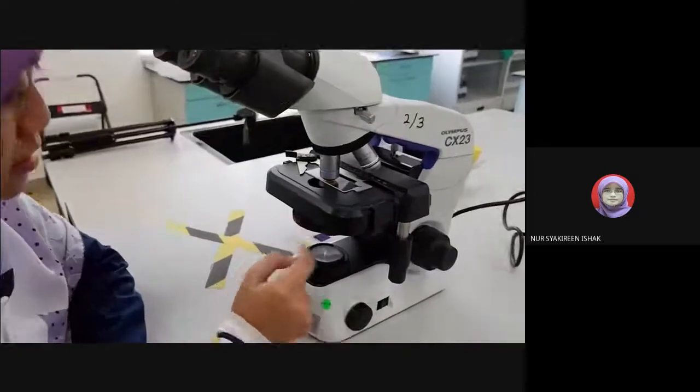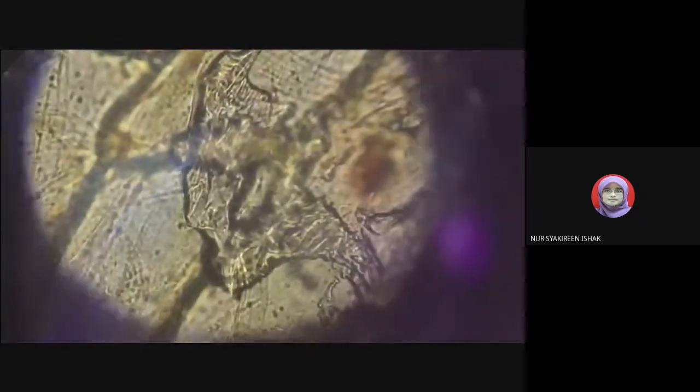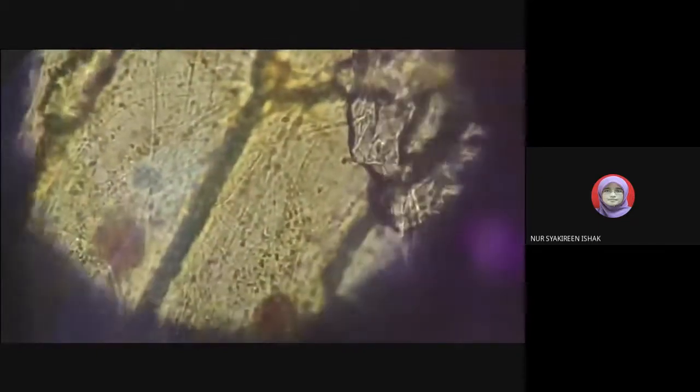Again, you can adjust the light intensity so that the image is clearer and brighter. This is what you will see under the microscope at 400 times magnification. You can adjust the stage knob so that the image is at the center of your field of view.